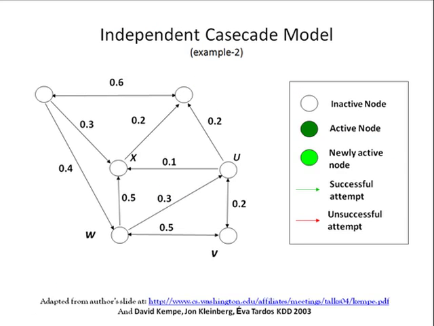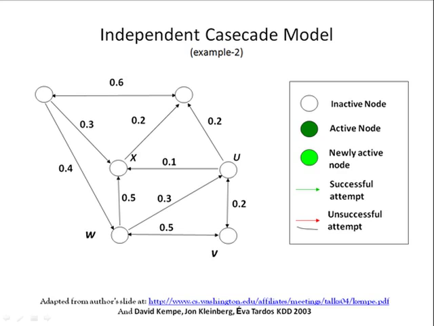This will be clear from this example. Here a blank circle represents an inactive node. A dark green circle represents an active node. Light green circles represent newly active nodes. A green arrow is a successful attempt, and a red arrow is an unsuccessful attempt.